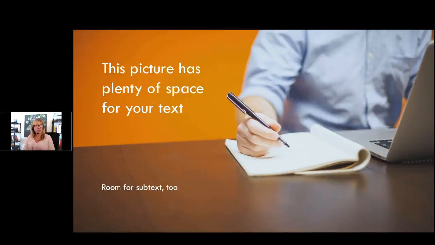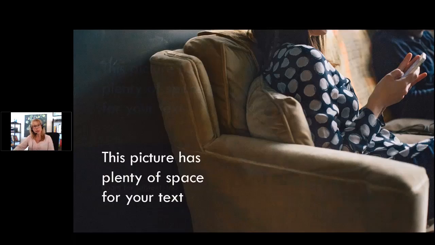So here's an image, very typical. It has a lot of space already built in the photograph, with room for text or graphics or whatnot, room for subtext too. This has a lot of blank space already built in. When you're looking for your images and you know you want to use them full frame, look for images that have this white space built in.